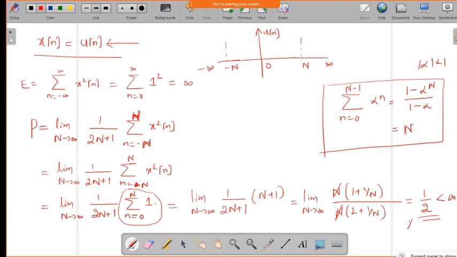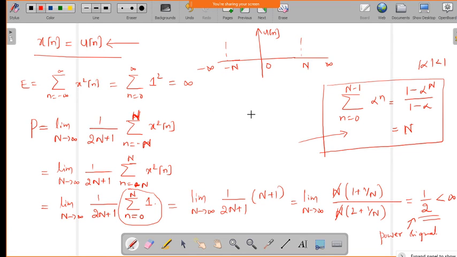Okay. So since the power value is finite, we can say the given signal is a power signal. Now in this problem, this expression is very important, and you can use it if anything is required for other problems also. For this particular problem we have used this one. Okay. So is it understood? Any doubt in this? Hello?